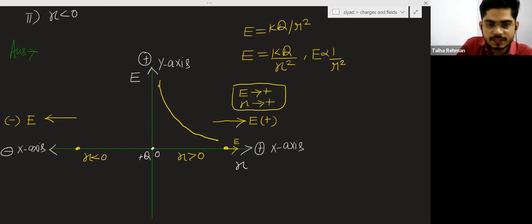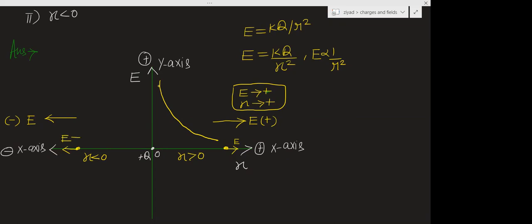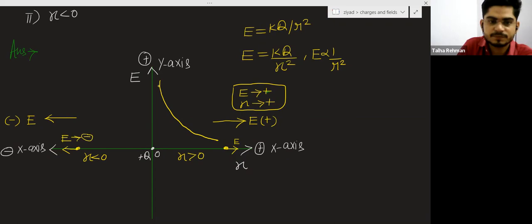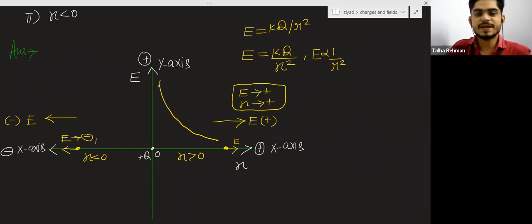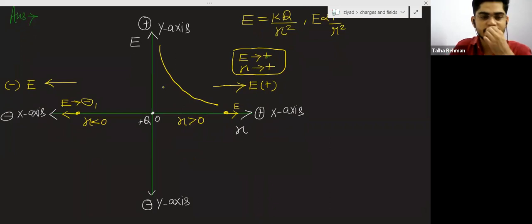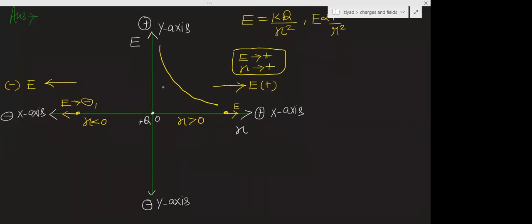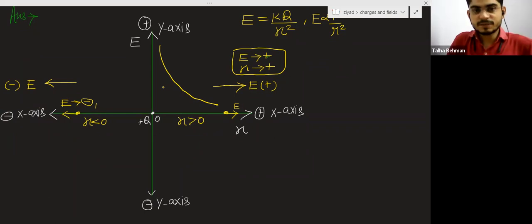Now this is a positive charge, and due to this positive charge, if you want to find the direction of electric field here, you will get the direction of electric field in this direction. Means you will get electric field negative here. Means y coordinate negative here, and distance is also negative. Means x is also negative. So both electric field and distance negative will be in the quadrant. Which quadrant? Second quadrant. No, in second quadrant, this electric field will be positive.